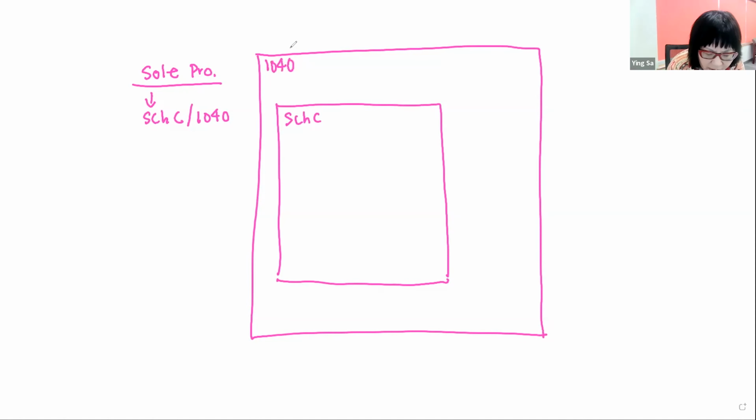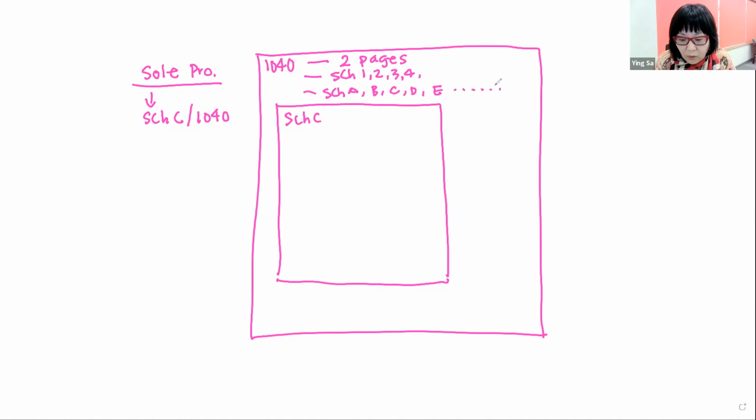Under 1040, you have your first 2 pages. That's the form. Then you have your schedules. Remember, the schedules go 1, 2, 3, 4, you know? And then you have your Schedule A, Schedule B, Schedule C, D, E, all of these schedules, right? Inside of 1040. But when you are a sole proprietor, you use Schedule C. You do business under Schedule C.